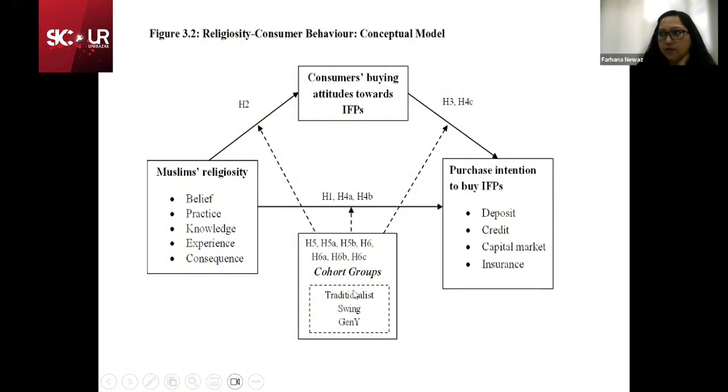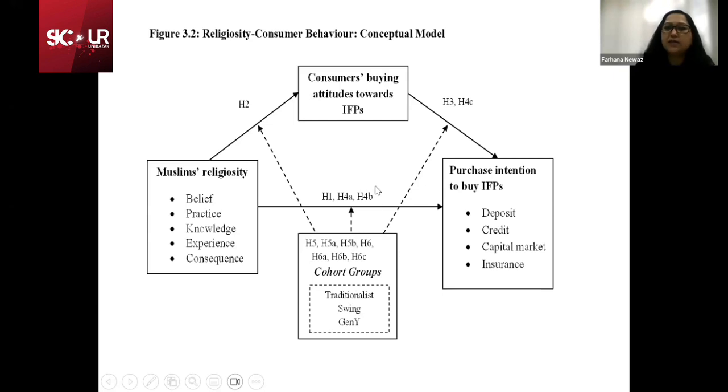According to the theory and the empirical studies, previous studies, usually the older people get, the more religious they are. So the traditionalists will be more religious, and there is a possibility that the strength of the relationship between these two variables will be strong. For Gen Y, usually the youngest generation, they will be more inclined to enjoy their life rather than devote themselves to religion. So maybe the strength of the relationship will not be that strong. It will be weak.